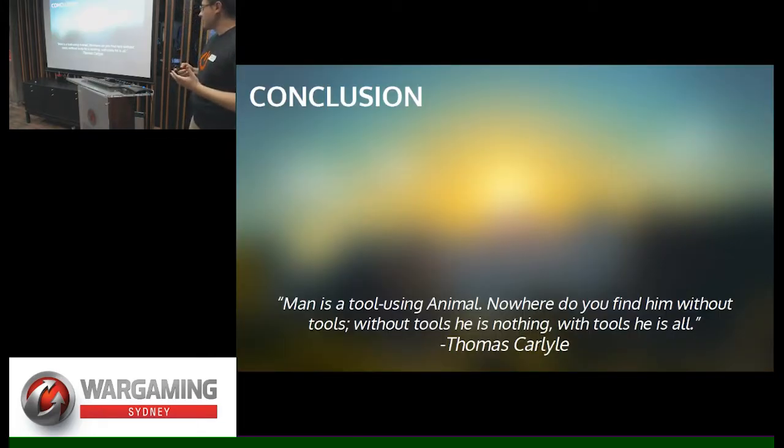So the conclusion is, man is a tool using animal. Nowhere do you find him without tools. Without tools, he's nothing. With tools, he's all. That's Thomas Carlyle. And for me, that's how we try to develop culture in our studio: if something is difficult, just make a tool to make it easy, right?